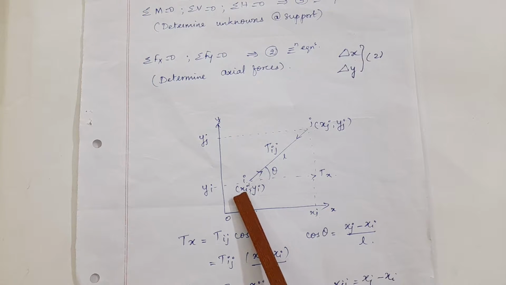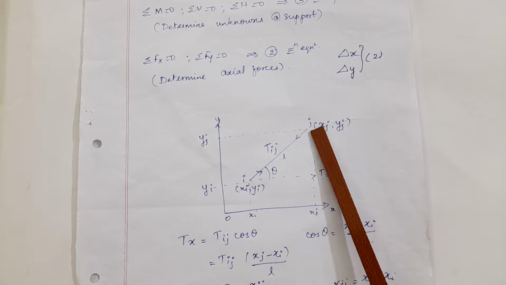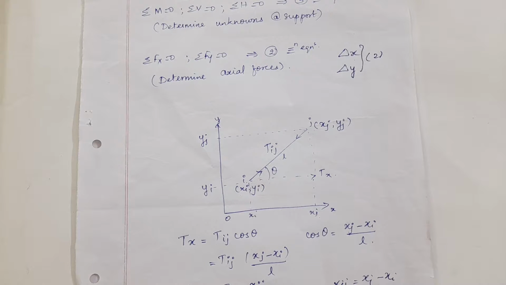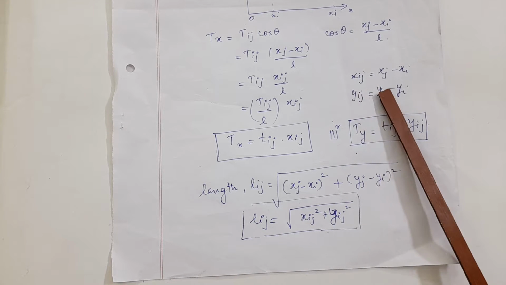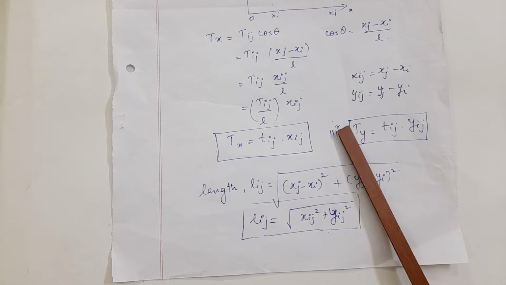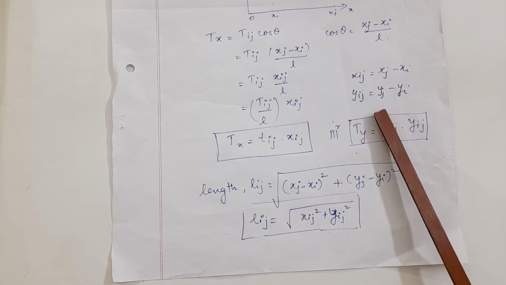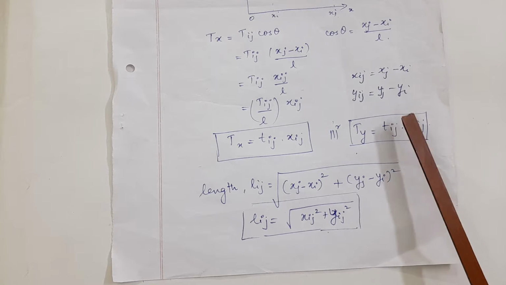The length of member ij can be determined as the distance between these two points squared plus the distance between these two points squared is equal to the length squared, like we use in Pythagoras theorem, or length is equal to root of xij squared plus yij squared. What is xij? xij is xj minus xi. So always we should write x coordinate of the far end minus x coordinate of the near end. If it is XAB, it should be XB minus XA, YB minus YA. Hope it is clear now.